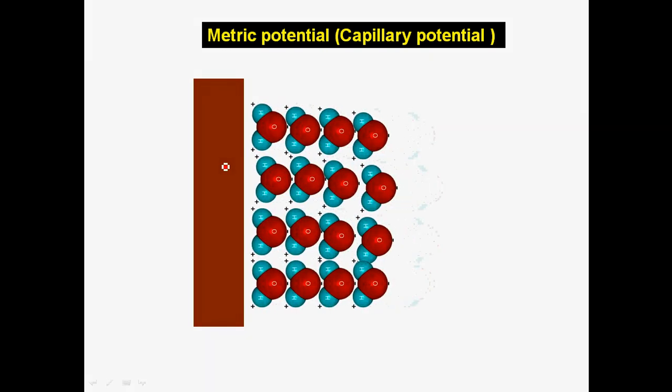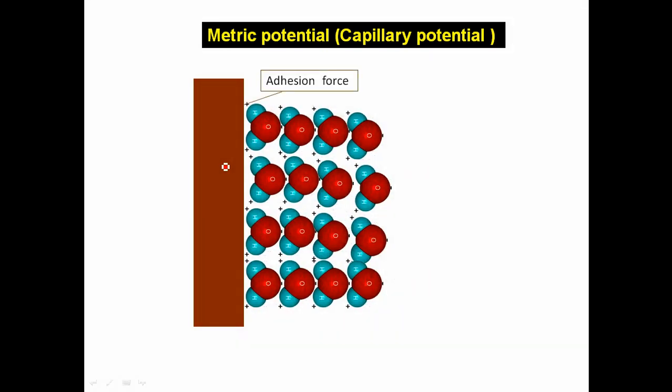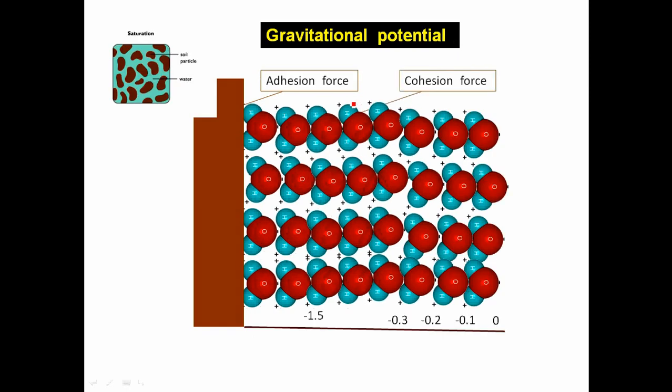The next is the matric potential. Matric potential means capillary potential: the soil surface or other bodies have a tendency to bind water by the force of adhesion, and this is called capillary potential. Because of this force, the water will rise in the soil.